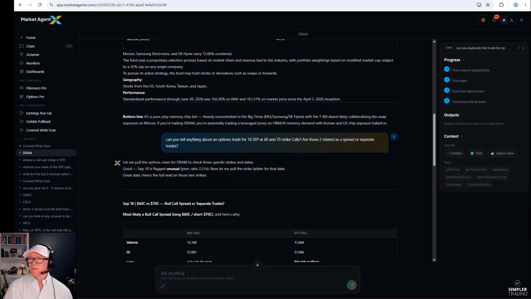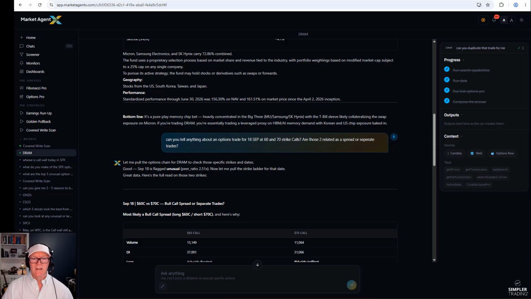The bottom line, this is what I love about this AI. The bottom line, it's a pure play memory chip bet. So if I say, I'd like to have some exposure to Micron and SanDisk and AMD and all the others, there's 23 names in the whole portfolio. So there's all exposure to the semiconductor sector without having to pick which one.